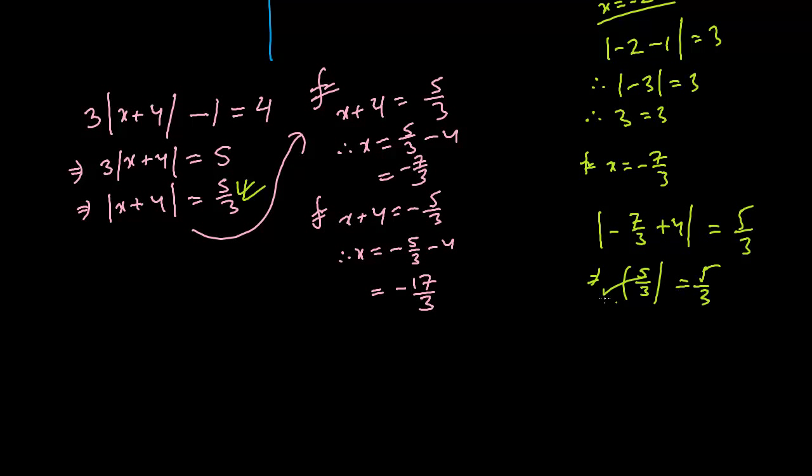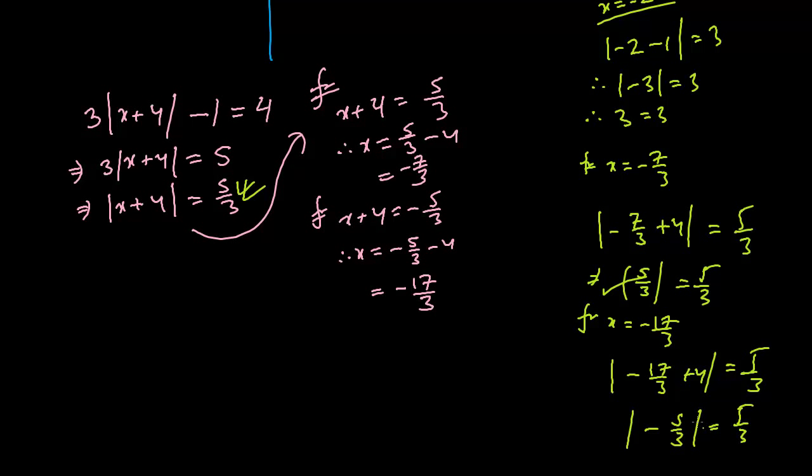This is true. Now for x equals minus 17 by 3, we know that minus 17 by 3 plus 4 equals 5 by 3, and this turns out to be 12 minus 17 is minus 5. So absolute value of minus 5 by 3 equals 5 by 3. Yeah, this is also true because the absolute value of minus 5 by 3 is 5 by 3. So both the solutions are true. Now let's do another one.